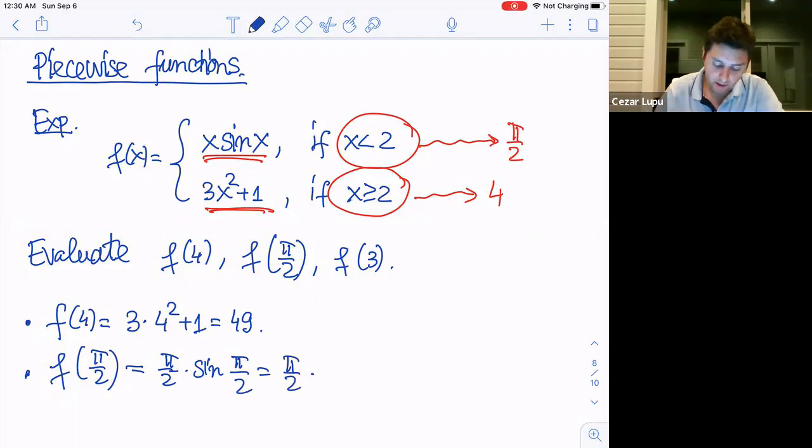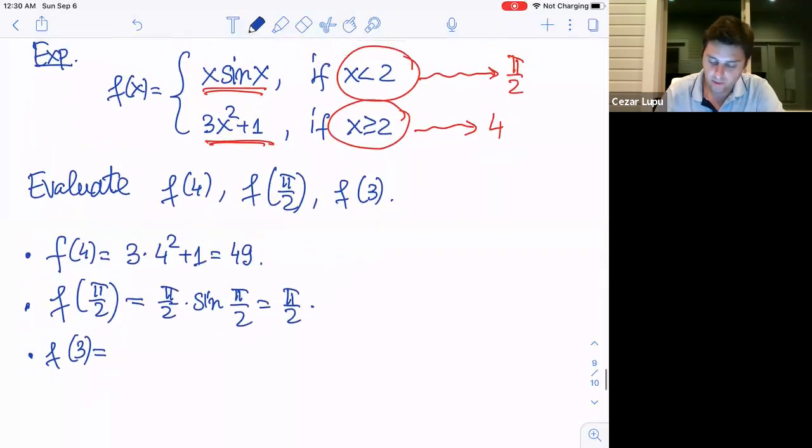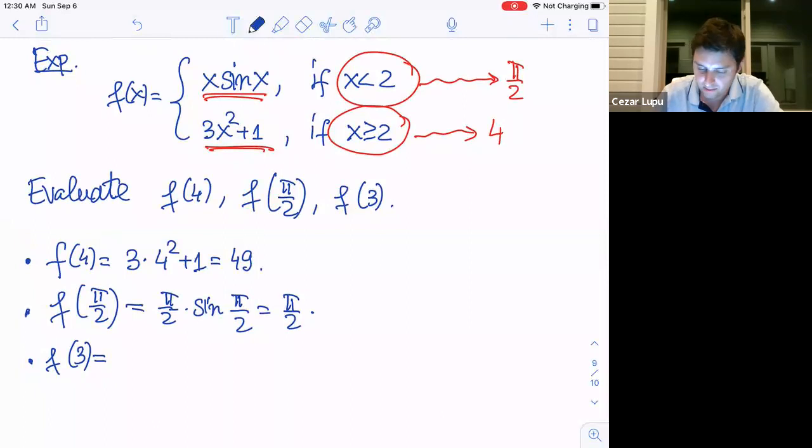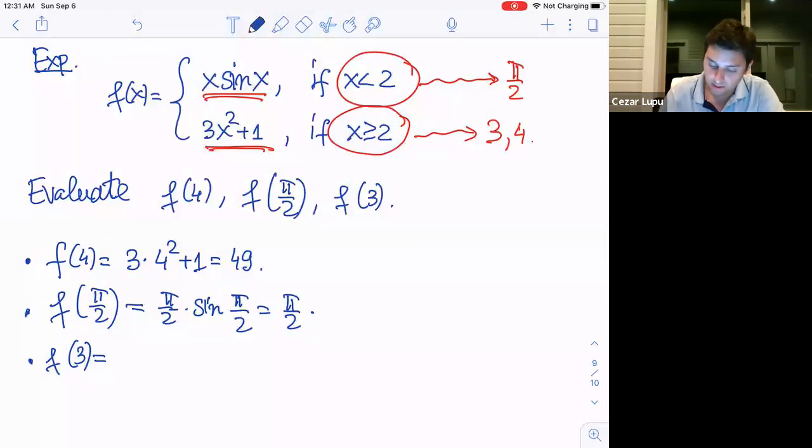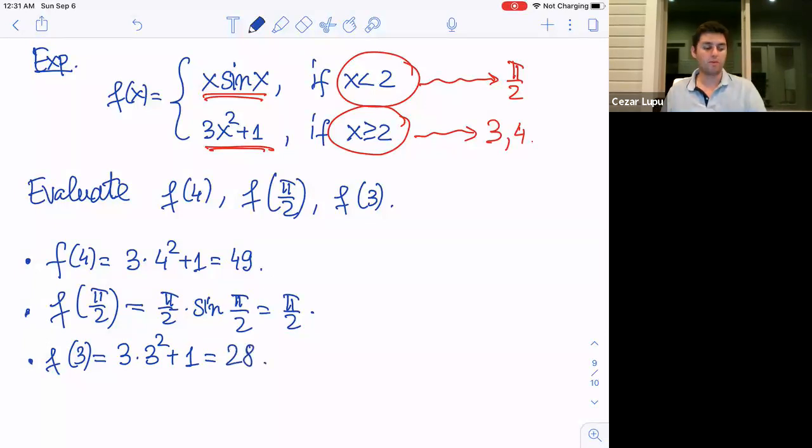And now f of 3. If you want to look for f of 3, well, let's see where 3 is at. Well, it's the second one. We have 3 and 4 here. So f of 3 is nothing else than just 3 times 3 squared plus 1, right? Which will give us 28. Okay, beautiful. This is how we operate with piecewise functions.